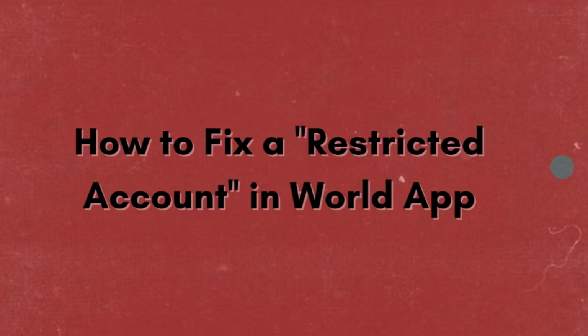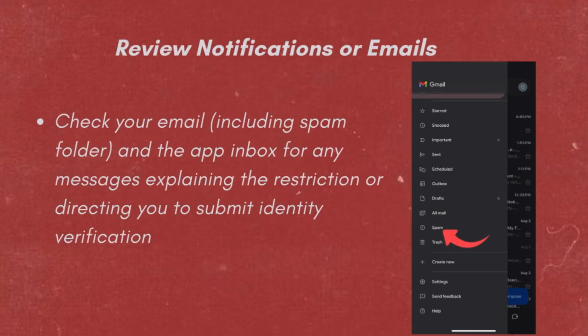Hello everyone, in this video I'm going to show you how you can fix a restricted account in the World application. So first step is to just review notifications or emails. So check your email, including the spam folder and the app inbox, for any messages explaining the restriction or directing you to submit identity verification.